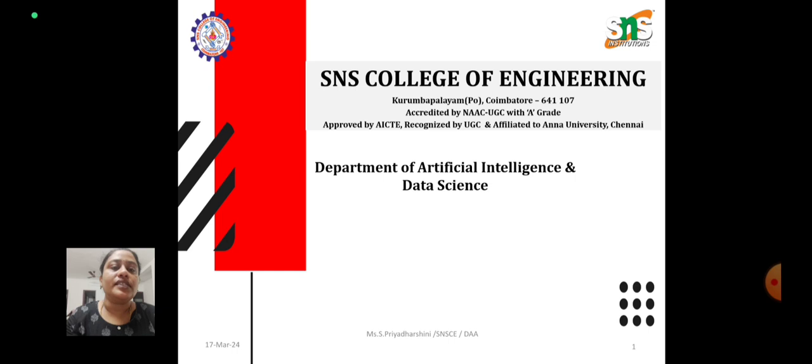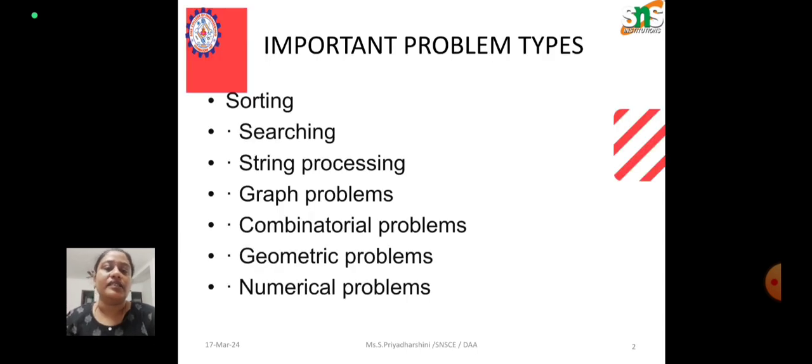Today we are going to discuss an important topic in the Design and Analysis of Algorithms subject, called the important problem types. So let's discuss the important problem types in design and analysis of algorithms in detail.